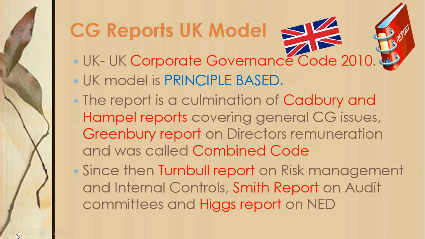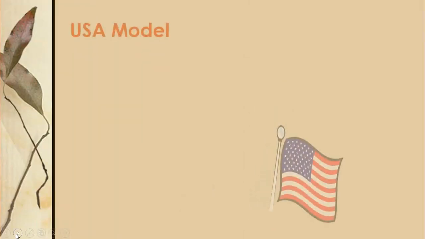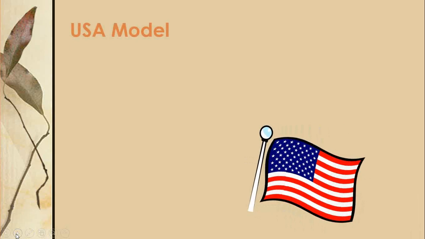So it's actually a combination of six reports: Cadbury, Hampel, Greenbury, Turnbull, Smith and Higgs. All those reports together is what we call the UK Corporate Governance Code. So that is the UK model. Now I'm talking about the USA model.